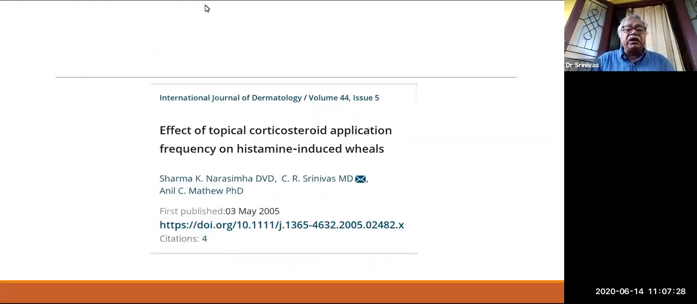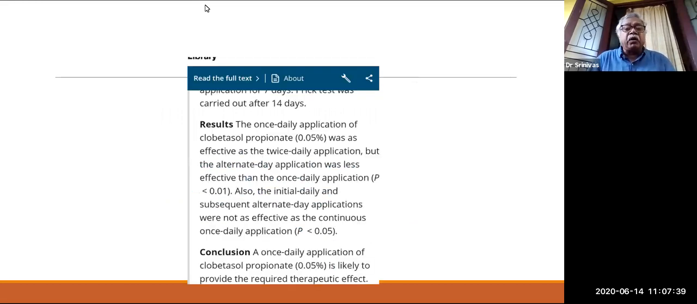To find this out, of course, there are various studies which have been done elsewhere, and we had also done this to find out the frequency of steroid application, which we conducted using the arterial histamine wheel test. And we found that once daily application of steroid is by far as effective as twice daily, and alternate days and twice a week is not as effective as once or twice daily. Thus, the best results are by once daily application of steroids. But that doesn't mean that alternate day steroids or twice a week steroids don't act at all. There also it acts, but compared to this, the action is much less.